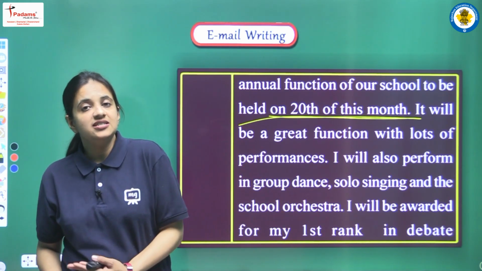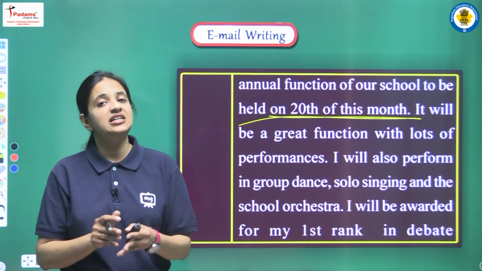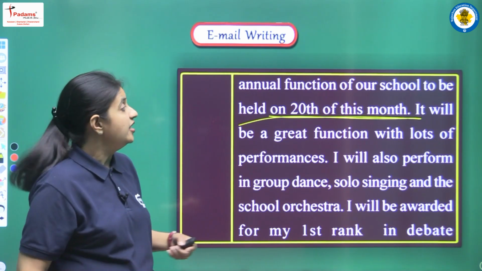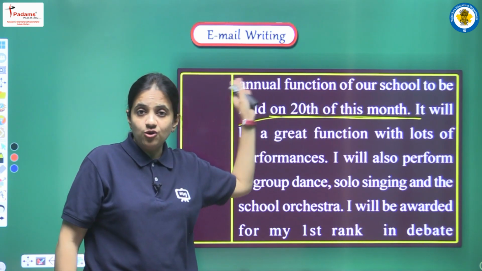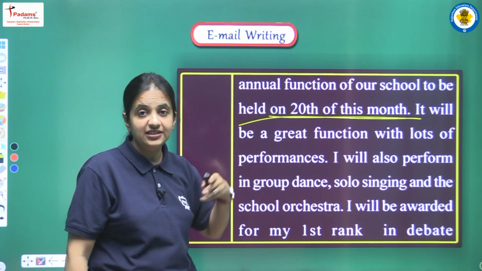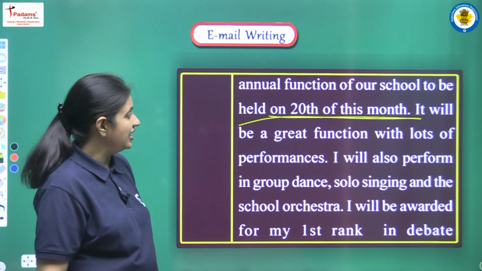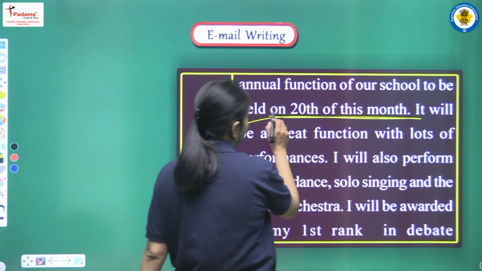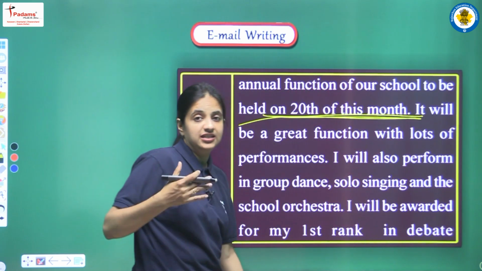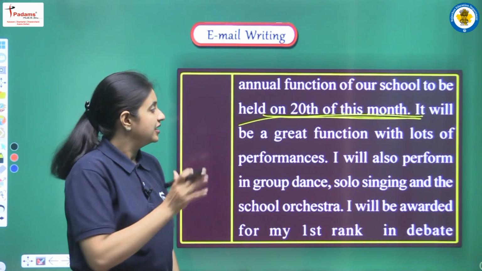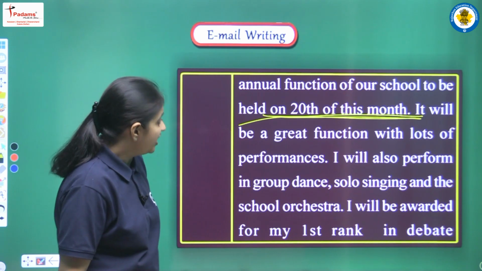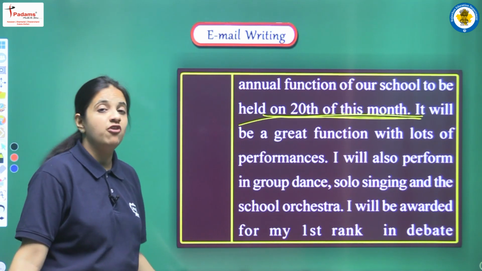So in the very first sentence we have told this thing, that we just want to invite you. Why? To attend the annual function of our school. And next we are writing the date, कि जो annual function है ये कब होने वाला है. So we are writing that the annual function to be held on 20th of this month. Clear? Next, it will be a great function with lots of performances.